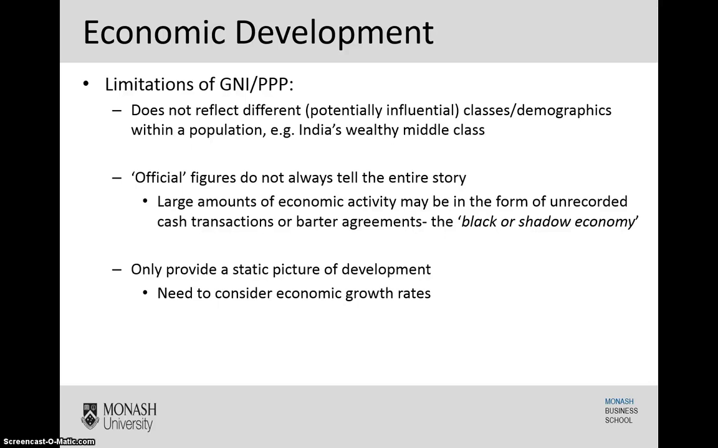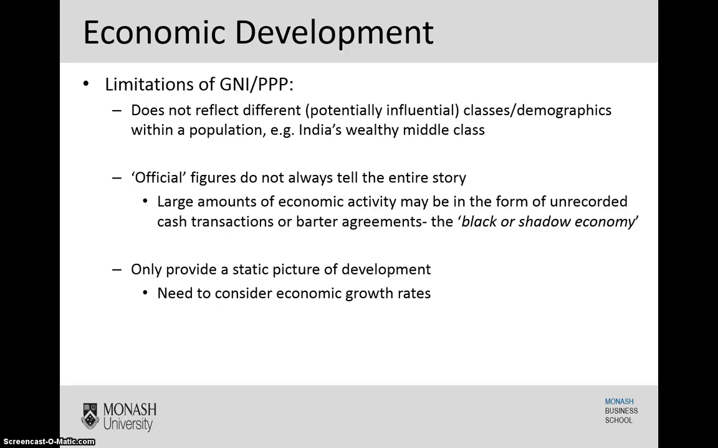but it doesn't tell you, for example, that India has a particularly wealthy middle class. There's certainly a lot of poor people in India, and there's a very strong wealthy upper class, but India has a rapidly growing middle class who have significantly higher levels of disposable income, and these measures, the GNI and PPP, simply don't express that. There's also the issue of official figures not always telling the entire story.